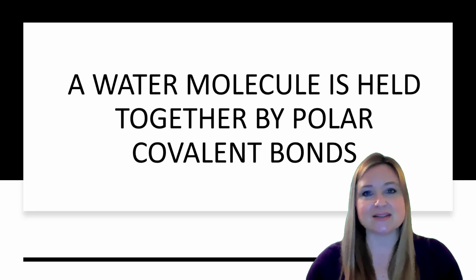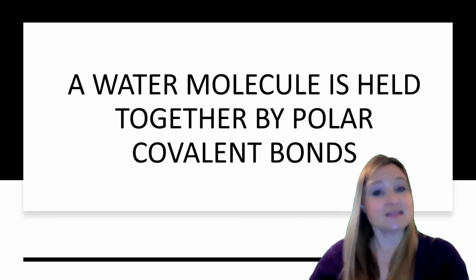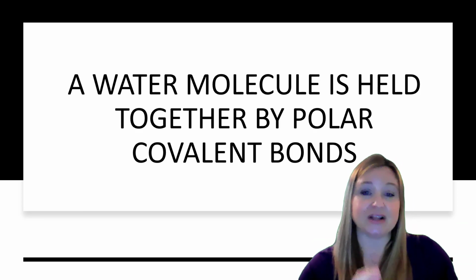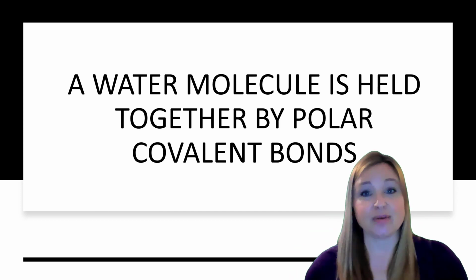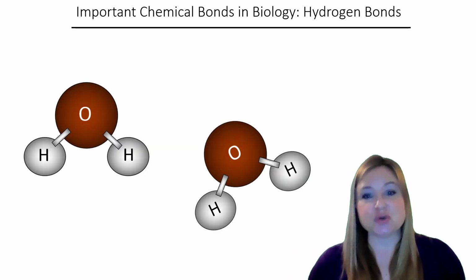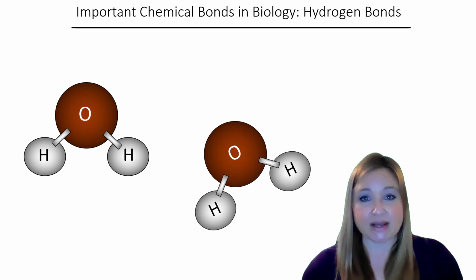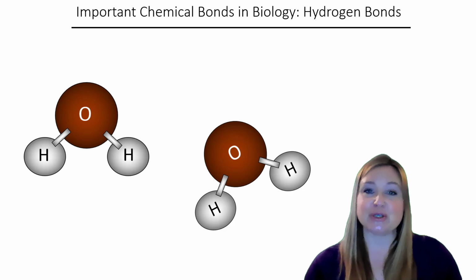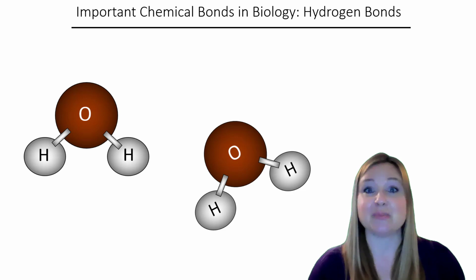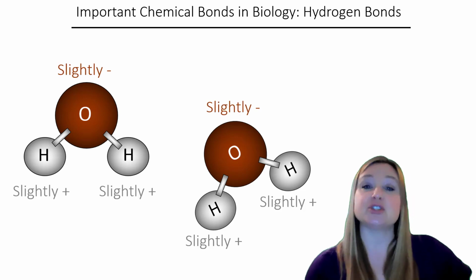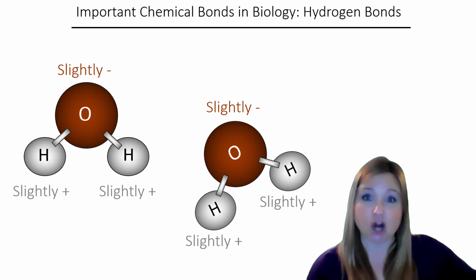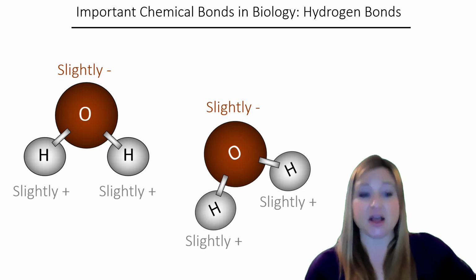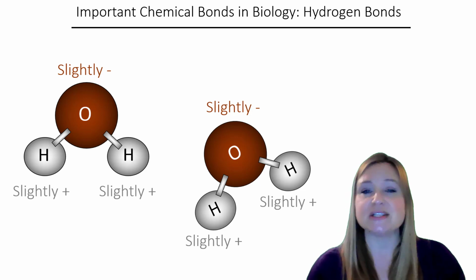And it's important to remember this because when we talk about hydrogen bonds, that's something that has to do with water as well. And we don't want to get hydrogen bonds mixed up with these polar covalent bonds that hold together a water molecule. So here we have two molecules of water, right? Each one has one atom of oxygen and two atoms of hydrogen. And we know that a water molecule is held together by a polar covalent bond. And it's polar, so that means that the two ends of the molecule are slightly charged. There's one end that's slightly negatively charged, and that's the oxygen. And the other ends are the hydrogens. Those are slightly positively charged.